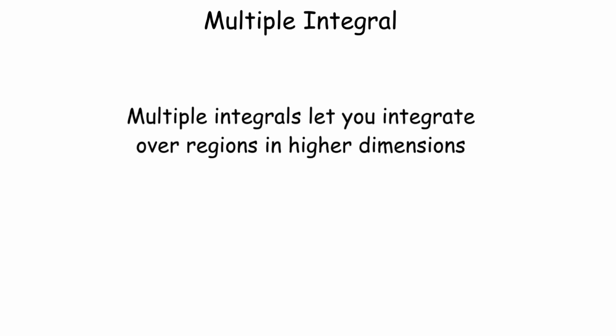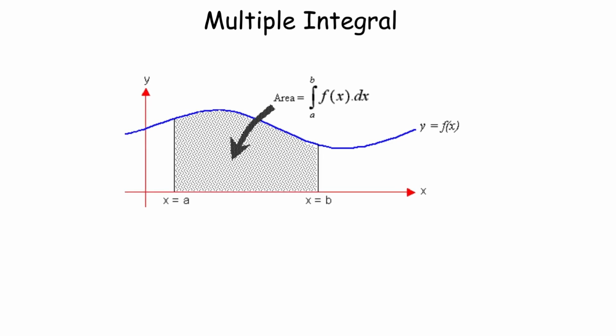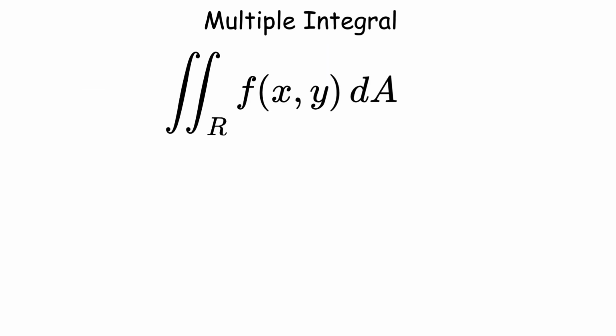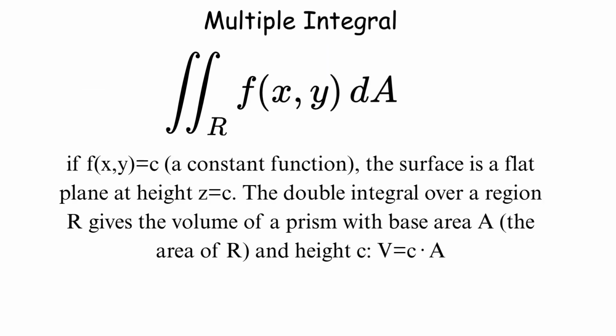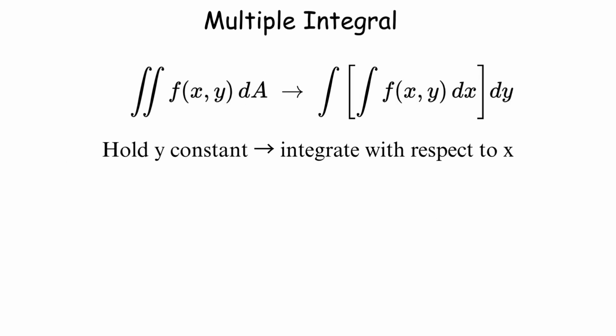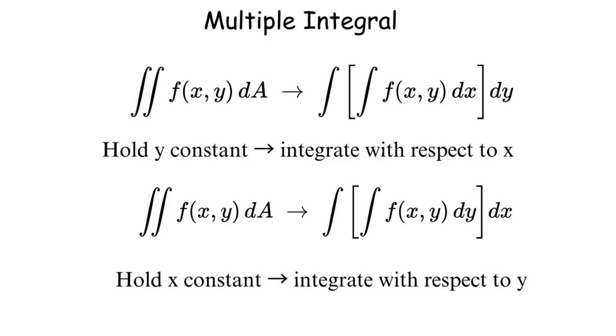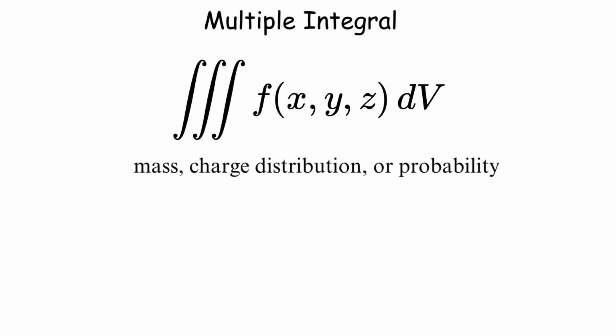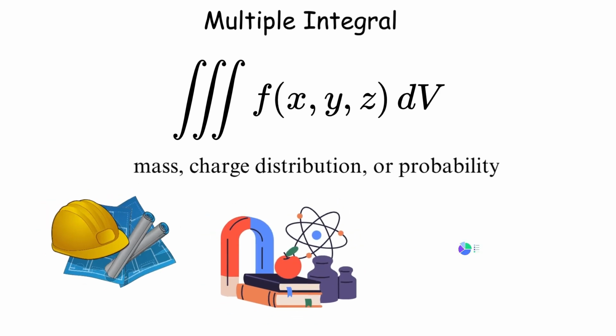Multiple integrals let you integrate over regions in higher dimensions. Instead of finding area under a curve, you're finding volume under a surface, or even higher dimensional quantities. A double integral gives you the volume under the surface, over some region in the xy plane. You evaluate it by integrating twice, first with respect to one variable while treating the other as constant, then with respect to the second variable. Triple integrals work the same way, but in 3 dimensions, giving you things like mass, charge distribution, or probability in 3D space. These are fundamental in engineering, physics, and statistics.